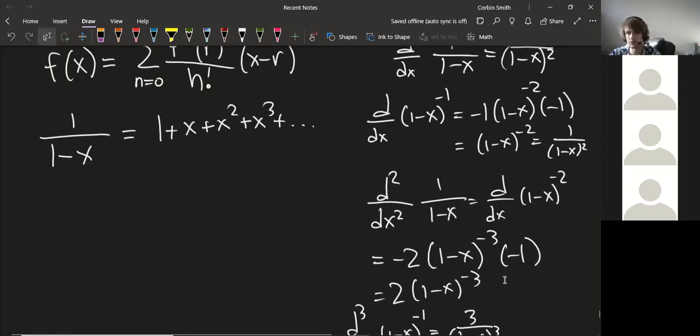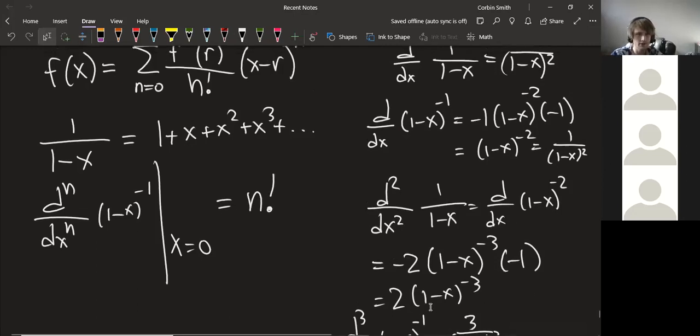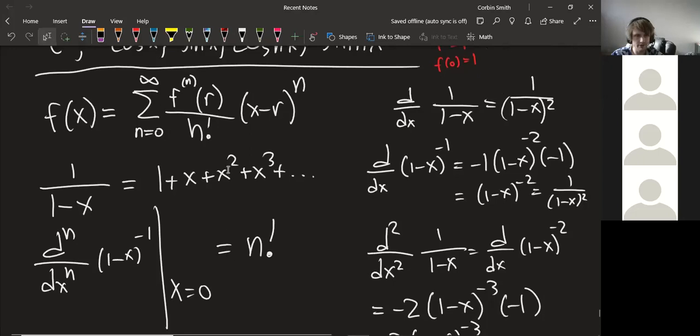So if we just plug in x is equal to 0, then we get n factorial, right? So d to the n of dx to the n of 1 minus x to the minus 1 evaluated at x is equal to 0 is equal to n factorial. So the n factorials cancel with the n factorials in the denominator of the Taylor series. r is equal to 0, so we're just left with x to the n. So that's an example of a Taylor series.